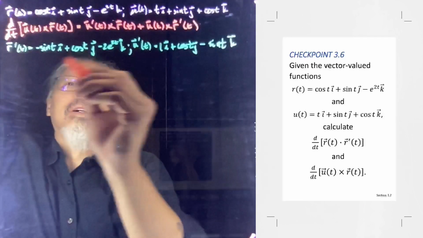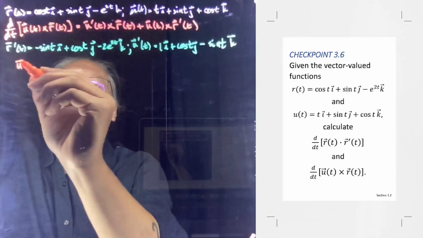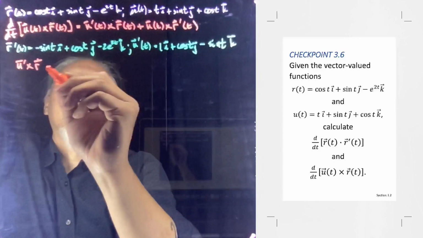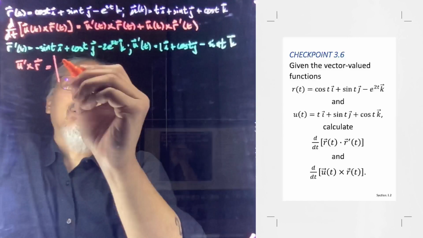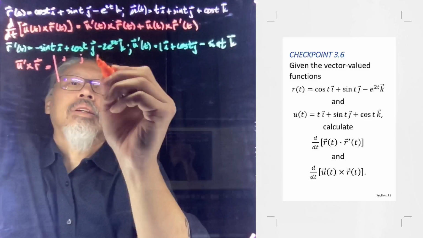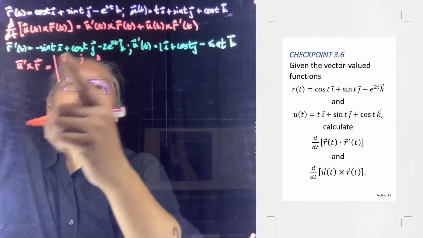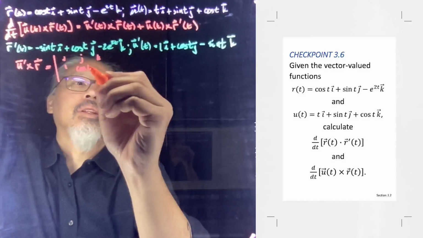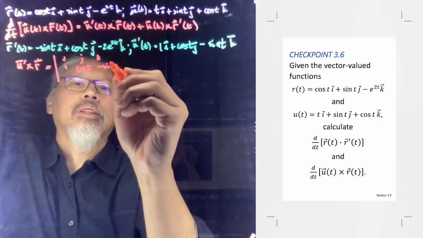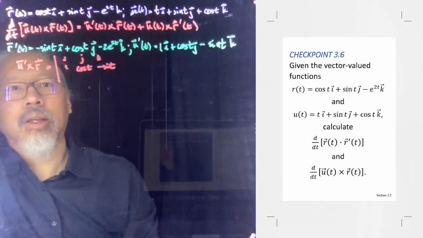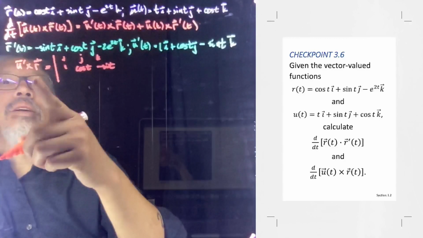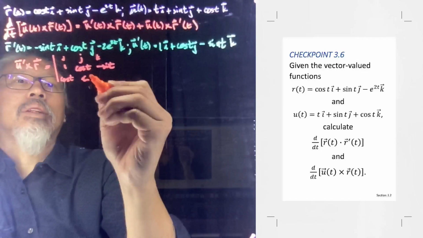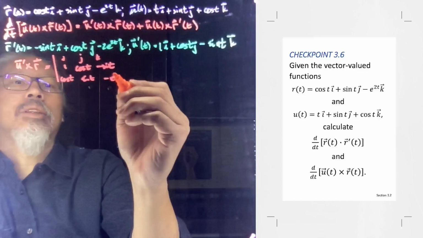Let's first write down u prime cross r and write that out with the i, j, k on top. So the u prime goes first. We have a 1, a cosine t, and a negative sine t. And then the r is the original r. That's cosine t, sine t, negative e to the 2t.